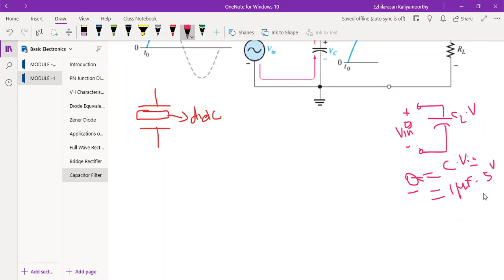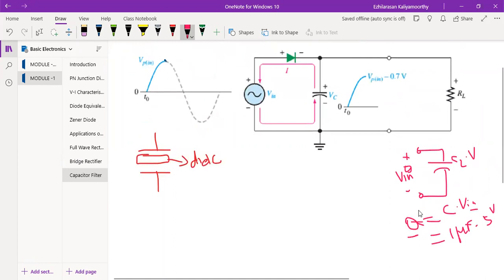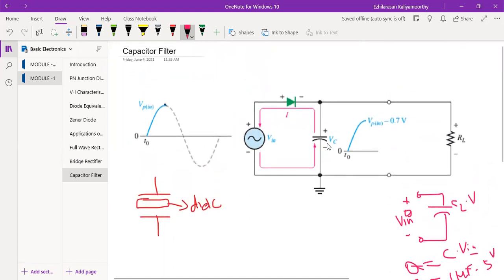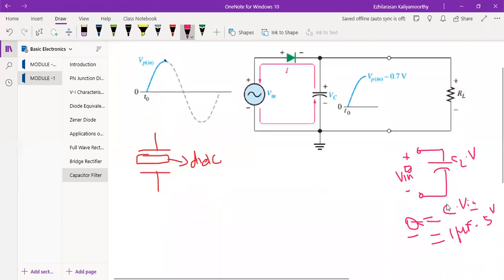This is volt, the capacitor is farad. So coulomb charge will be, we'll get 5 coulombs. So now here, what happened? The role of the capacitor is that it will charge or it will discharge. That is what we can say.